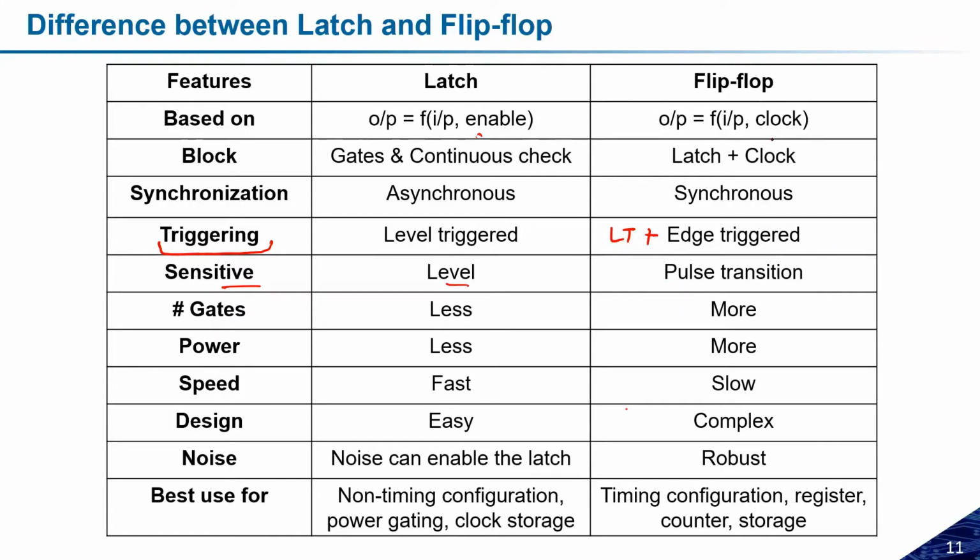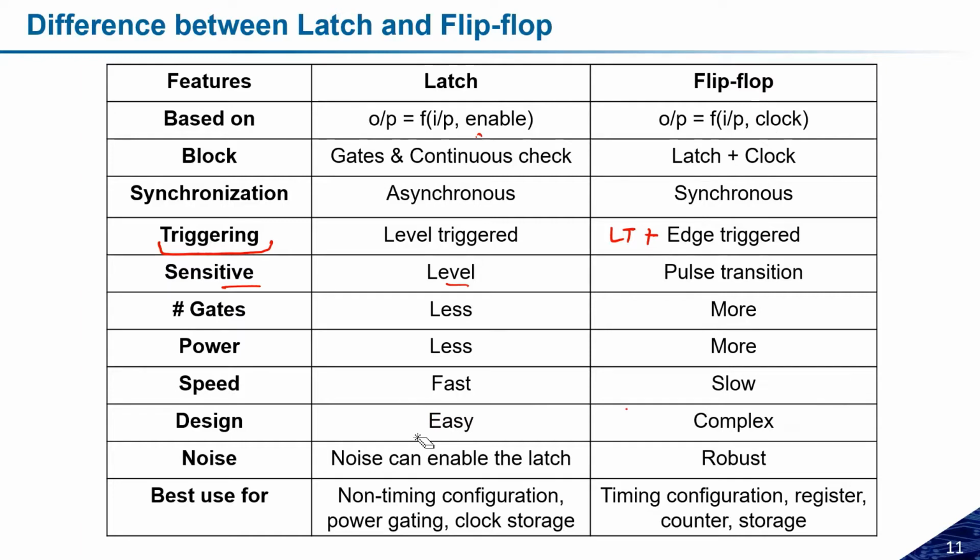To make the circuit clock sensitive, we need a larger number of gates, so more power dissipation will be there. Speed will be slower because we have more stages between input and output. So there are some differences between the latch and the flip-flop. Design of the latch is somewhat easier, and for the flip-flop it is more complex because you need to add two more transistors for the clock. Okay, so it becomes the more robust one.